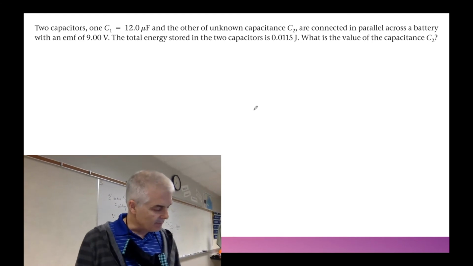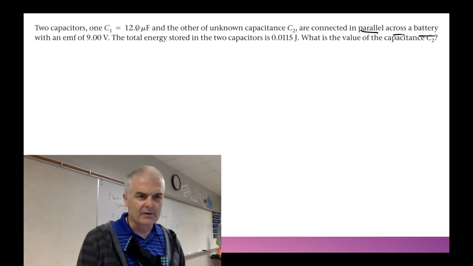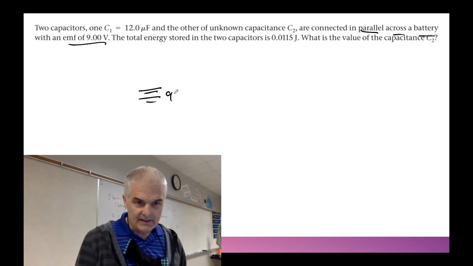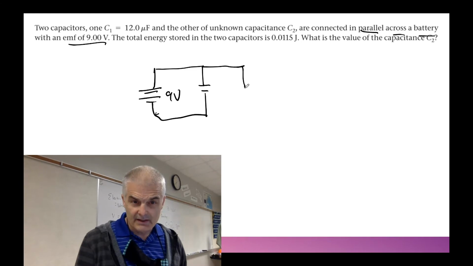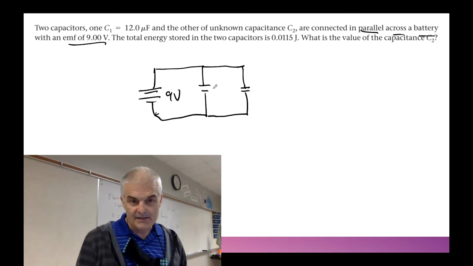So all right, let's talk about how we want to do this problem. I need to draw the circuit diagram. They're in parallel across a battery with an EMF of 9 volts. So I'm going to draw my battery, and I'll say 9 volts. And if they're in parallel, we've got this one and this one, and we know that one of them has a capacitance of 12 microfarads.